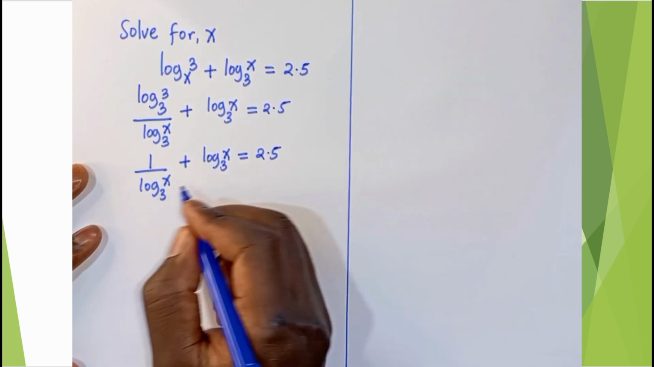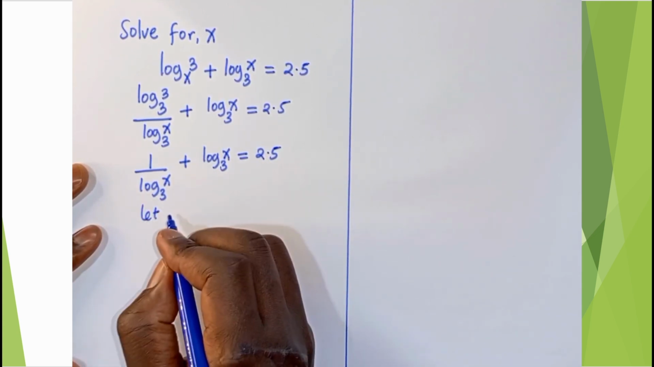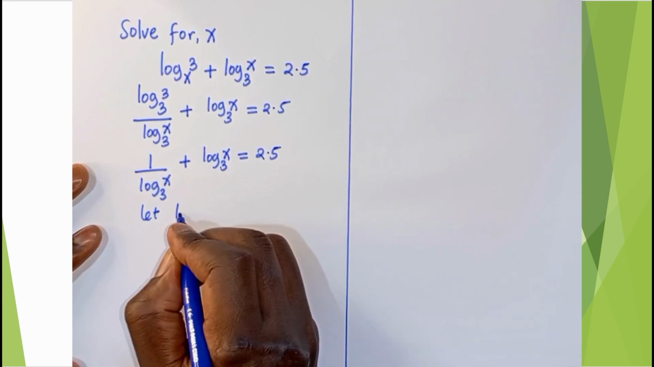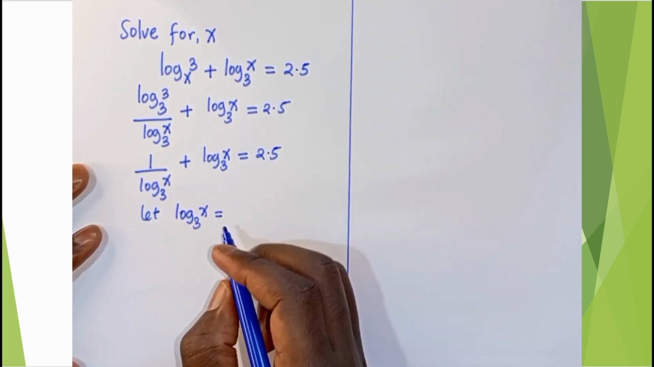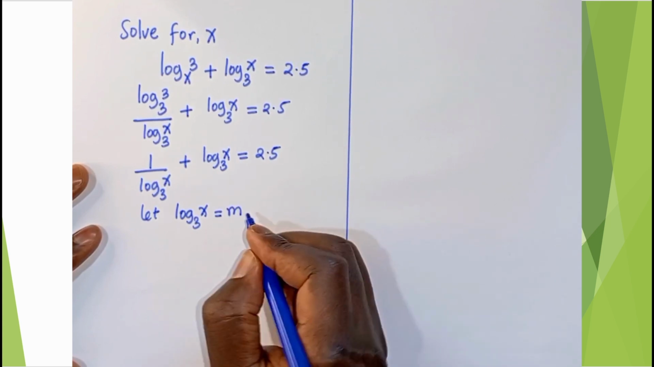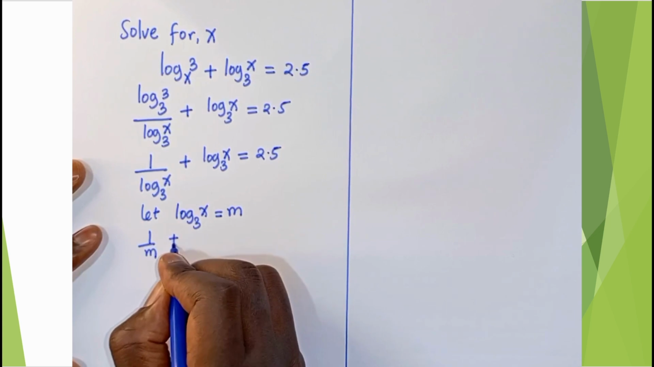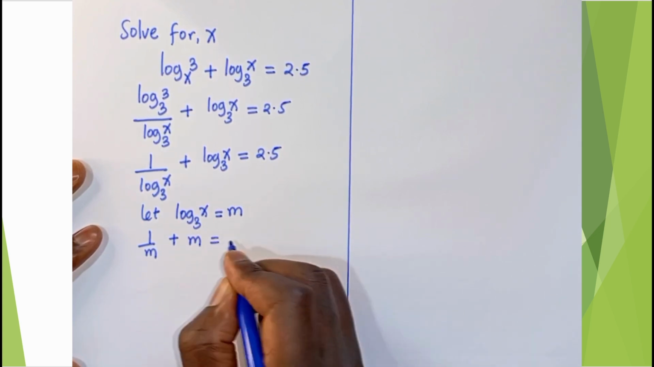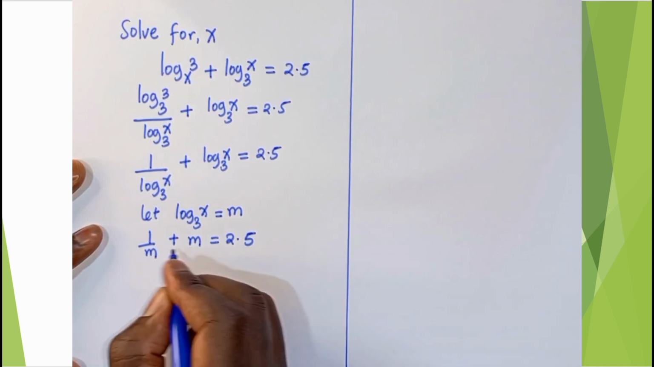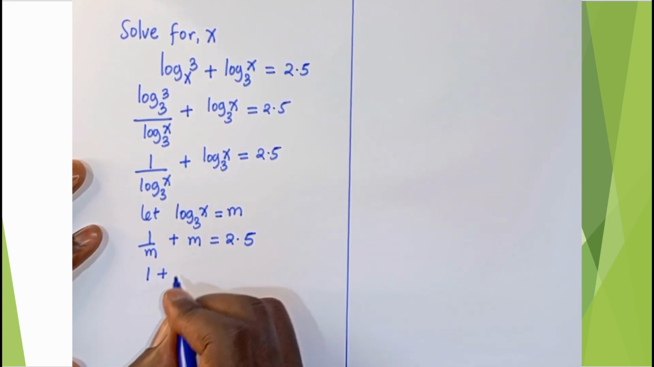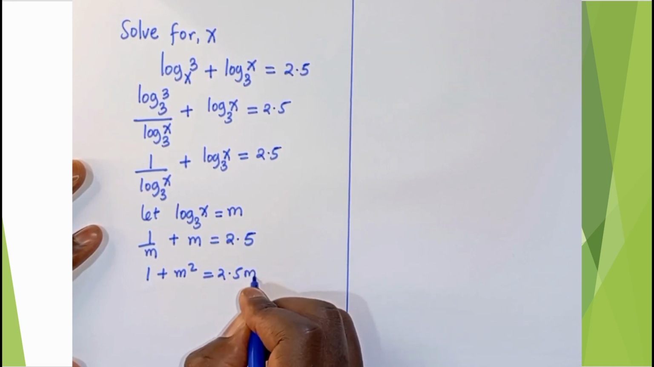So we can go ahead and do some letting. So we let the similar things. So let log base 3 of x equal to, for example, m. Now after letting, we have made it simpler. So we have 1 over m plus m is equal to 2.5. Simplifying, we cross multiply throughout. We have 1 plus m square is equal to 2.5m.